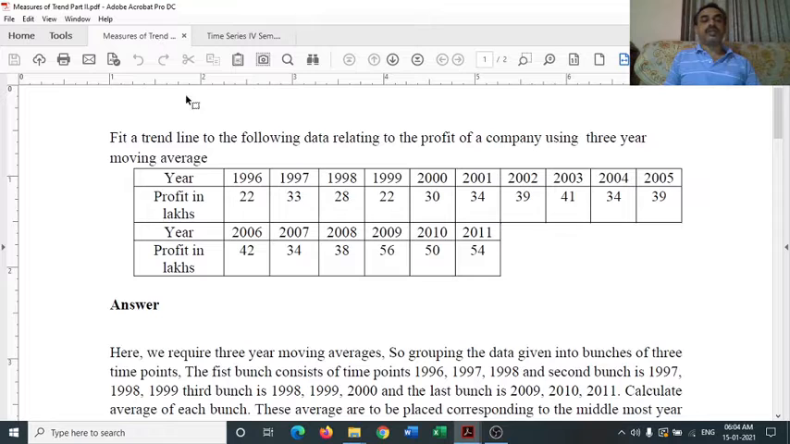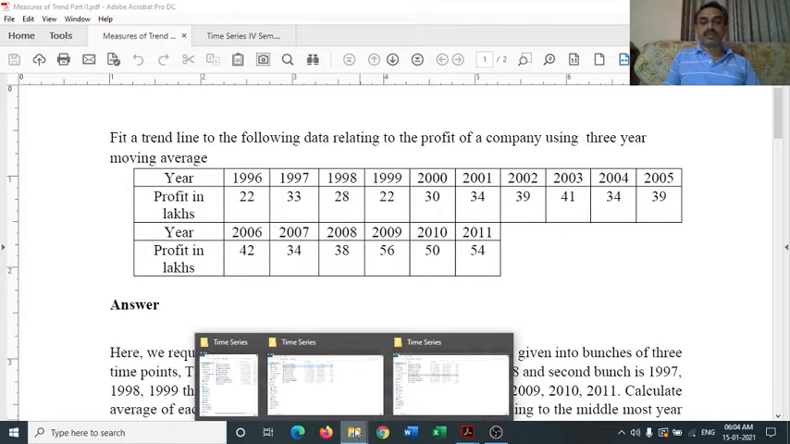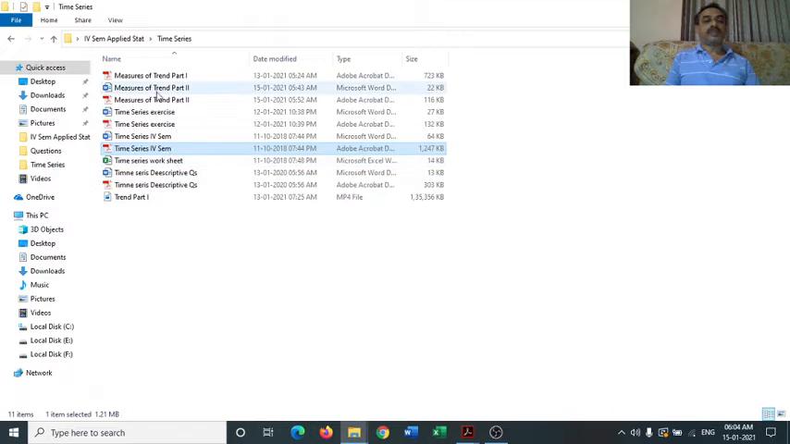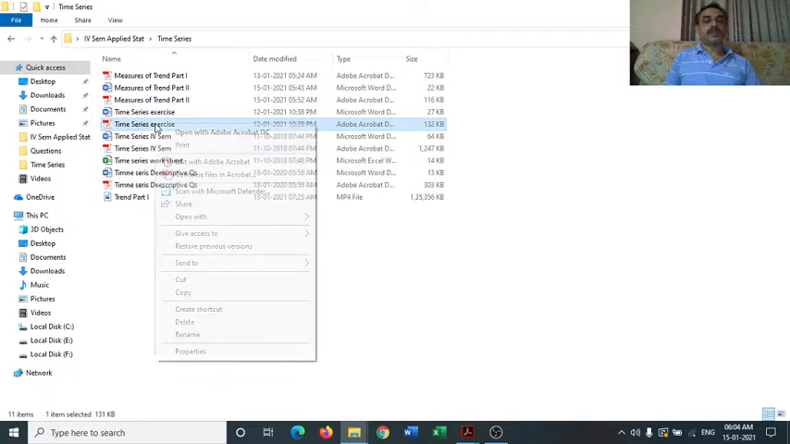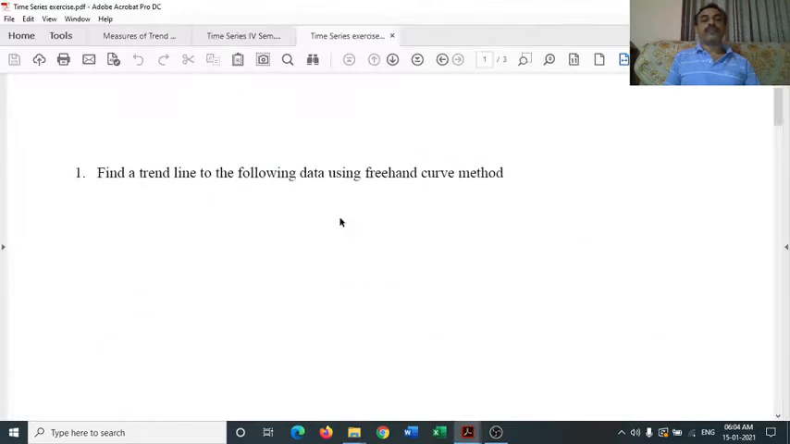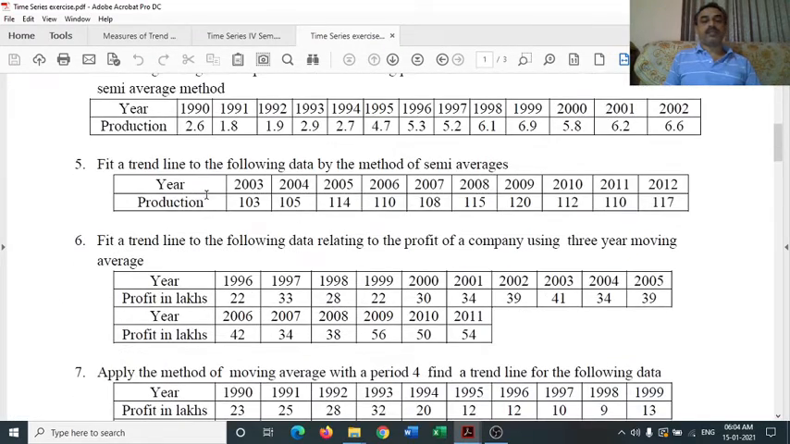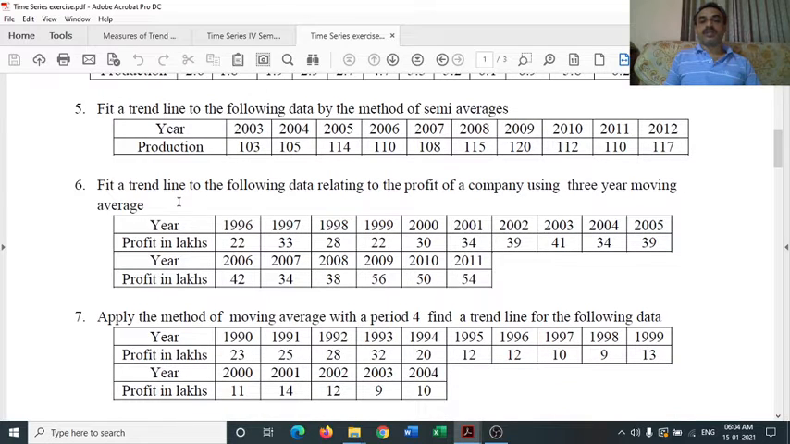So I shall take this sheet of questions. Yes, this is the first example, that is question number 6. The first question is to find trend values using the method of moving average, and it is a 3-year moving average. This is what I told you about the periodicity with respect to which we have to calculate the moving averages. So find the trend values for the following data relating to the profit of a company using 3-year moving averages.